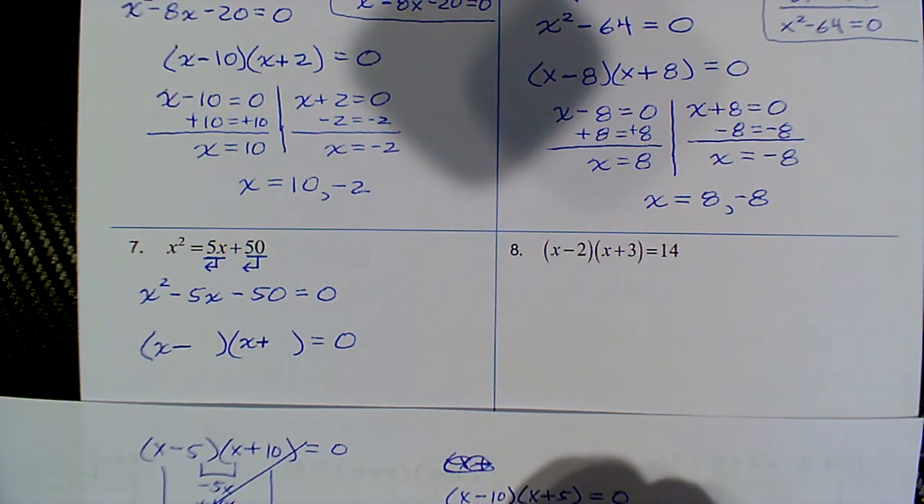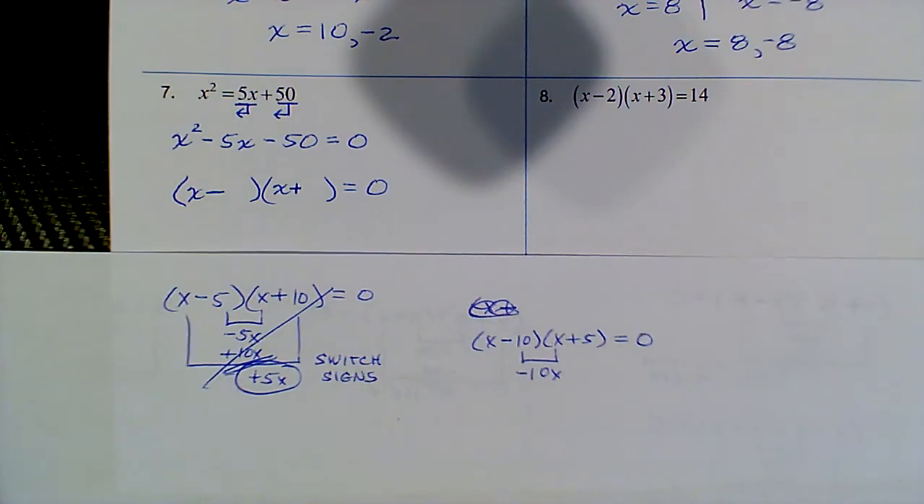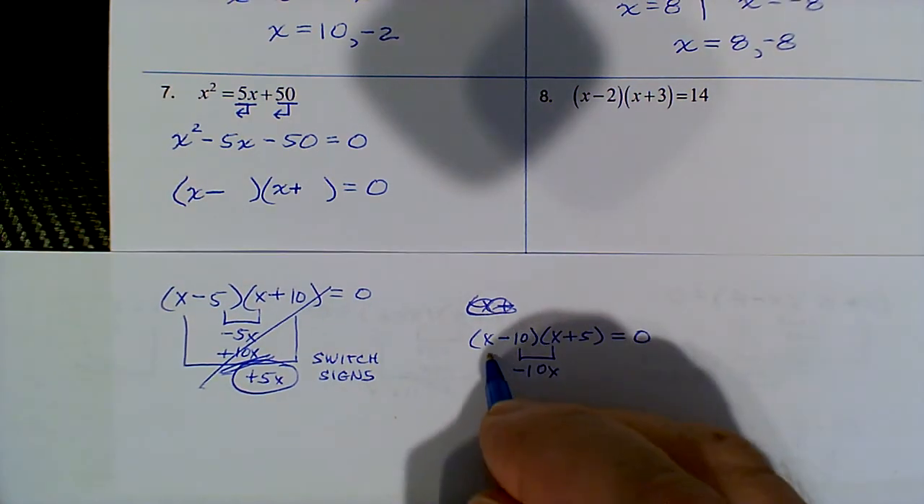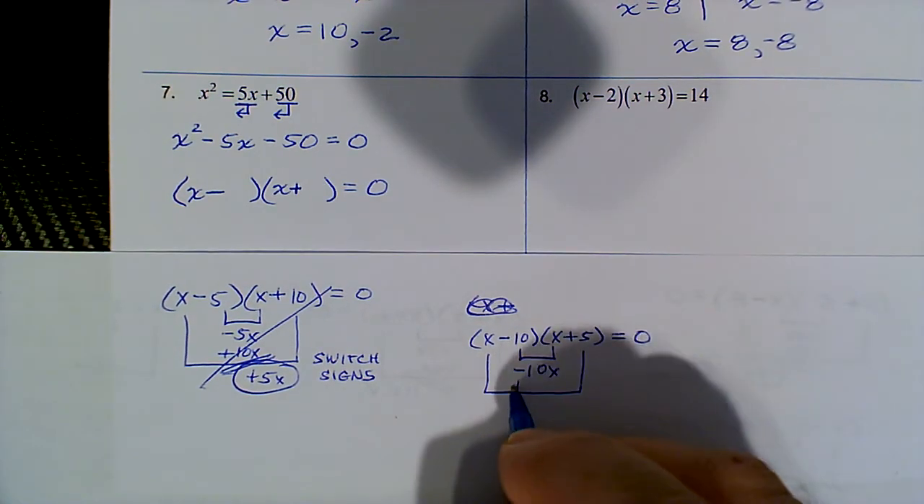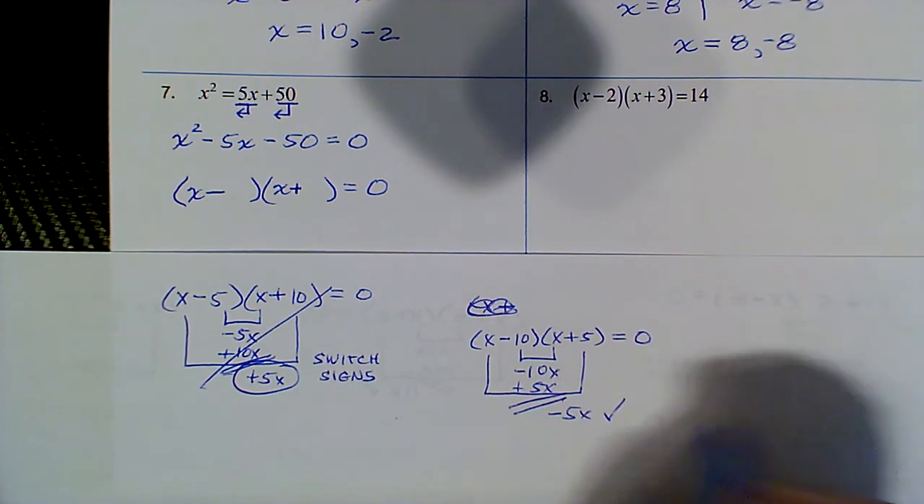And then we could check. Oops, sorry, you're not seeing my work. Then we could check these. And we do get the negative 5x that we desired.